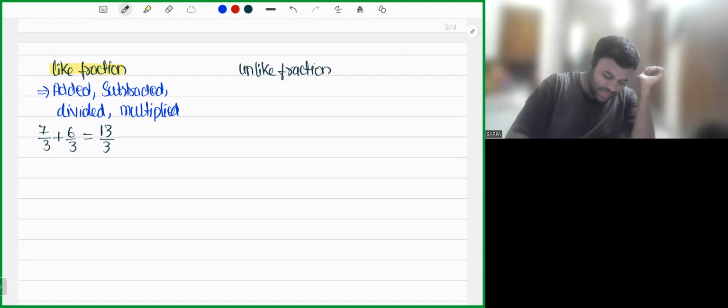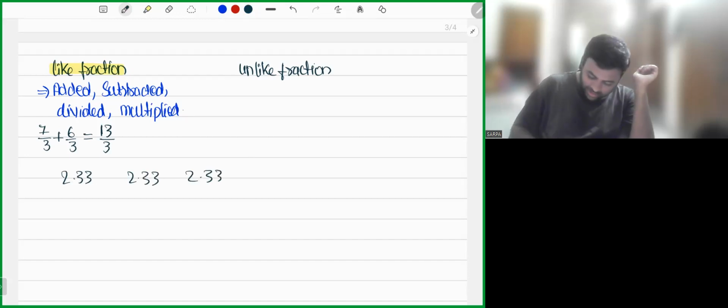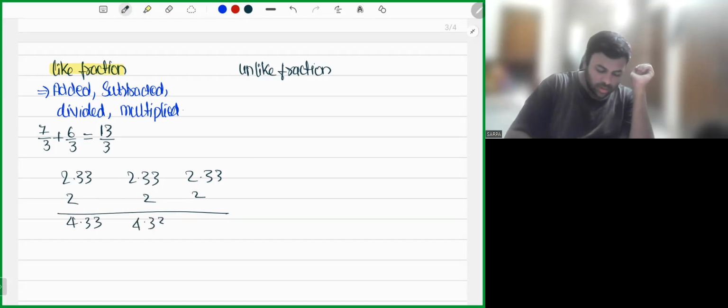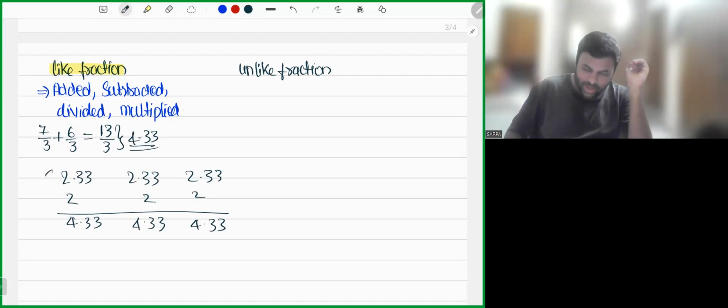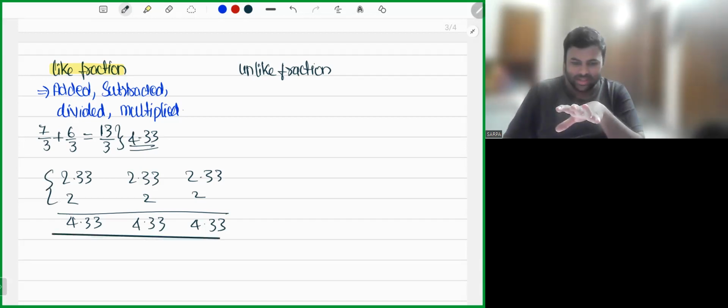I'll show you, see. What is 7 divided by 3? 2.33. What is 6 by 3? 2. Now you are adding them: 2.33 plus 2, 4.33. Now what is 13 by 3? 13 by 3 is also 4.33 only. 7 you are dividing into 3 parts, 6 you are dividing into 3 parts. If you add 3 parts, you are getting 3 parts only. You will not get 6 parts, sir. This is mathematics. It works like this only. So 13 by 3 is 4.33.